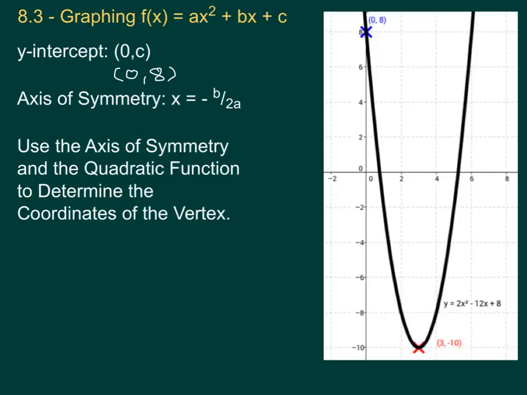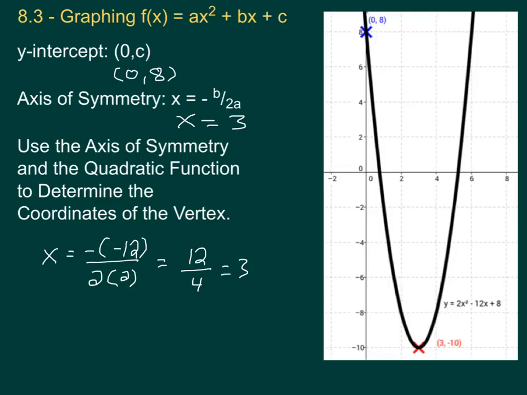So for this problem, since I'm given my original equation, 2x squared minus 12x plus 8, I'm going to use the formula x equals negative, now b is negative 12, all over 2a, which is 2 times 2. Now I just simplify that. Negative negative 12 is 12, 2 times 2 is 4, and I'm looking at 3. So the axis of symmetry is the vertical line x equals 3, which I'm going to draw in now.